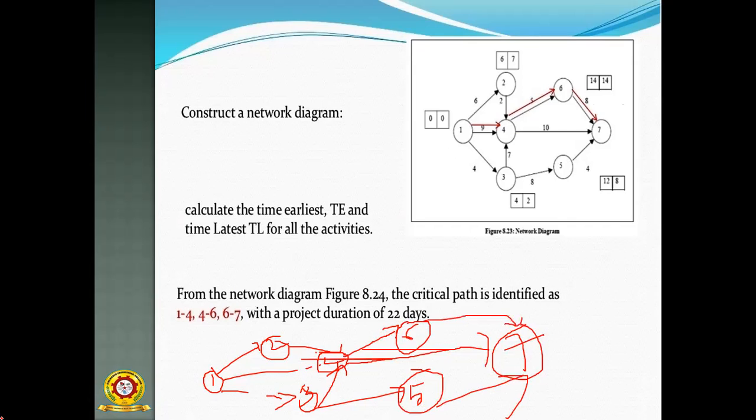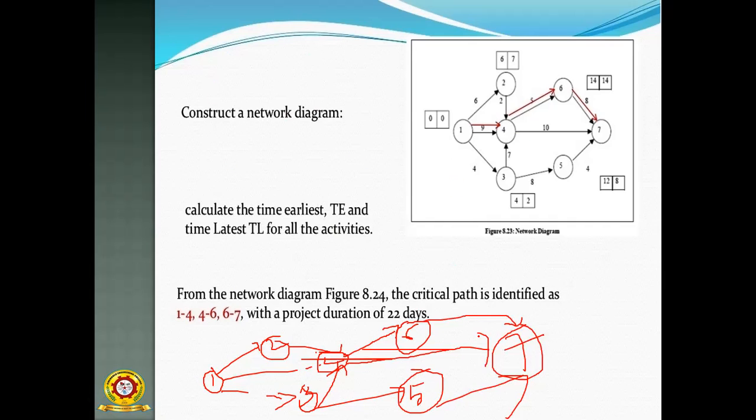So finally 5 to 7 and also 6 to 7. Just with the mouse it is not in the correct shape, but when you draw with a pen, you are able to get the same diagram as the one above. In this way you have to construct the network diagram in this manner. So first I have to construct a network diagram.